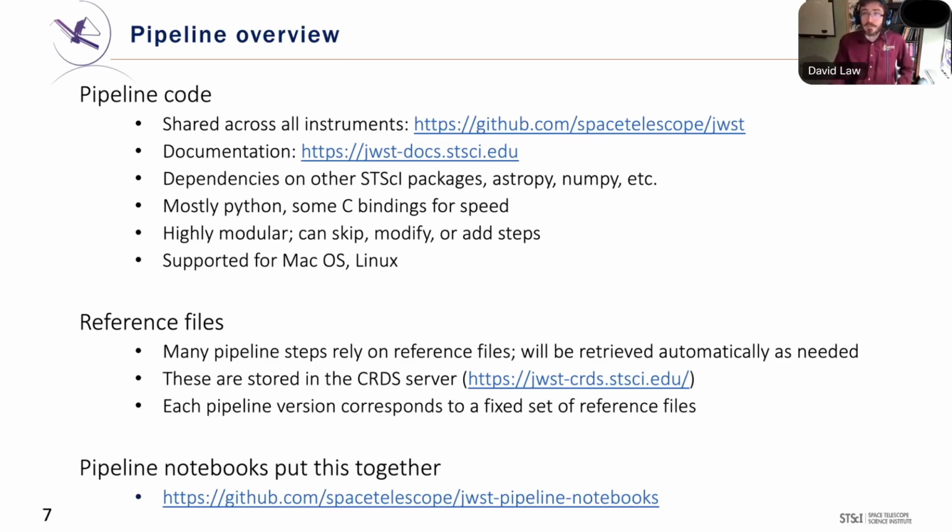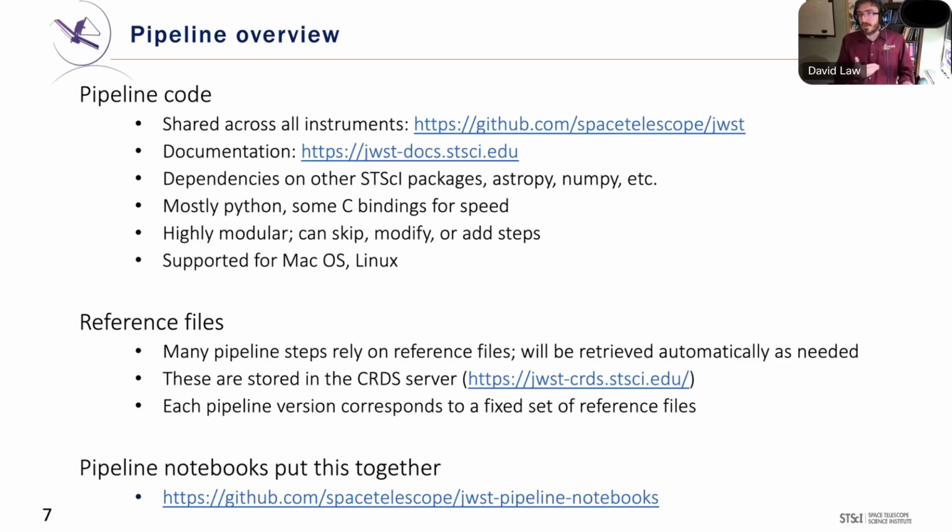So many different pipeline steps rely on these reference files, and it will retrieve them automatically as needed. In case you want to go see the files themselves, there's a link here to where you can find them on the CRDS, or the Calibration Reference Data System server. And how the pipeline works now is that each pipeline version you run corresponds to a fixed set of reference files. So if you run, say, the build 11.2 pipeline, you will get the build 11.2 reference files that are designed to go with it.